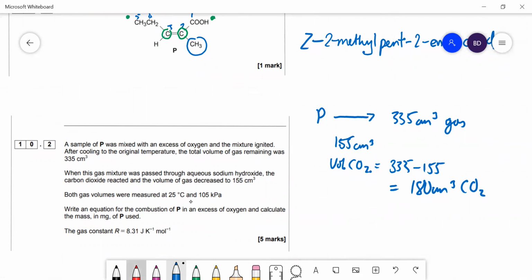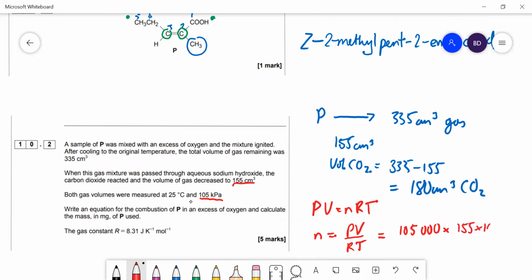So we've got PV is equal to nRT. So n is equal to PV over RT. Right, the pressure, we've got to be really careful with the units here. We can't have kilopascals, we've got to turn that to pascals, so that's 105,000. The volume, 155 centimeters cubed, we've got to turn that into meters cubed, so divide by 1,000,000, so that's 155 times 10 to the minus 6. R is 8.31, and the temperature, 25 degrees C, convert to Kelvin, that's 298.